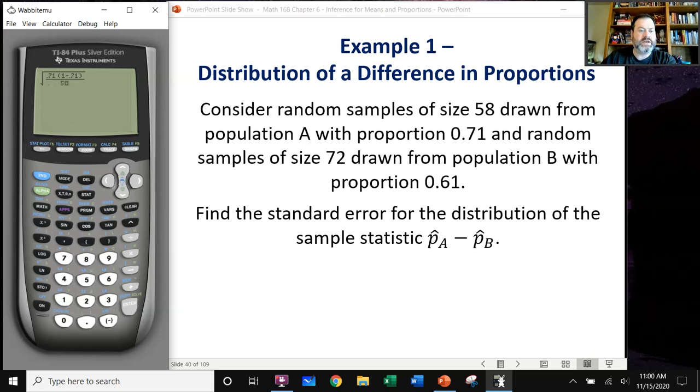0.71 times 1 minus 0.71. And that's size 58. And then all you have to do is hit the right arrow. So when you're done typing the 58, it's going to look like this. Just hit the right arrow and then put a plus, put another fraction.